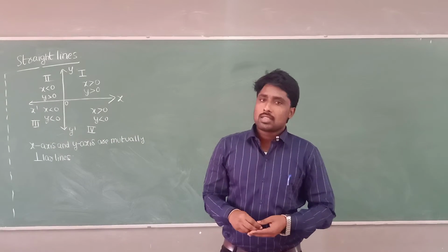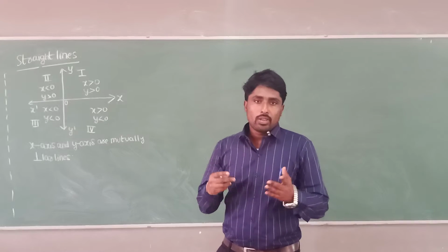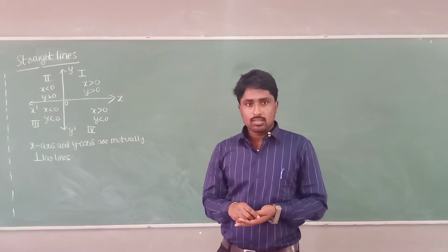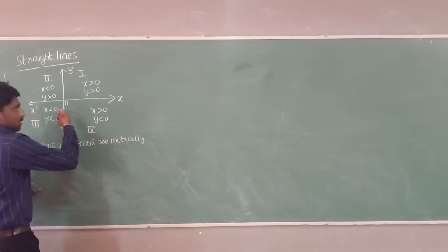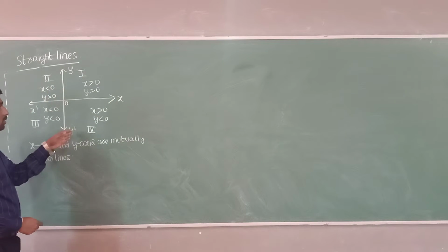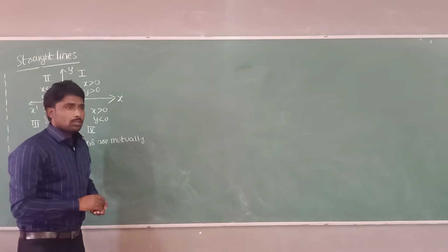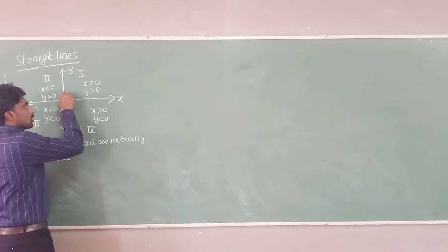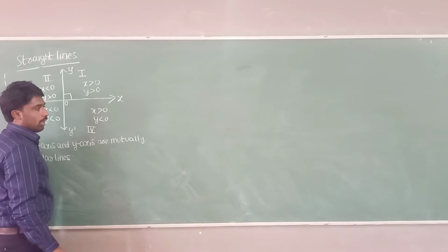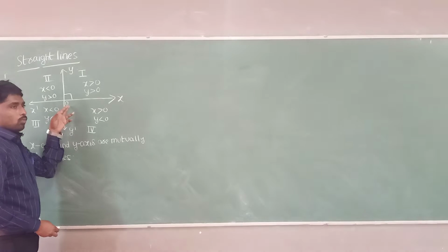So today I want to discuss the straight lines concept. Before explaining the straight lines concept, we have to revise the 2D geometry basics. Let me take the x-axis and y-axis here. These are mutually perpendicular lines, which means the angle between the x and y-axis is 90 degrees. The x and y axis intersect at a point O.